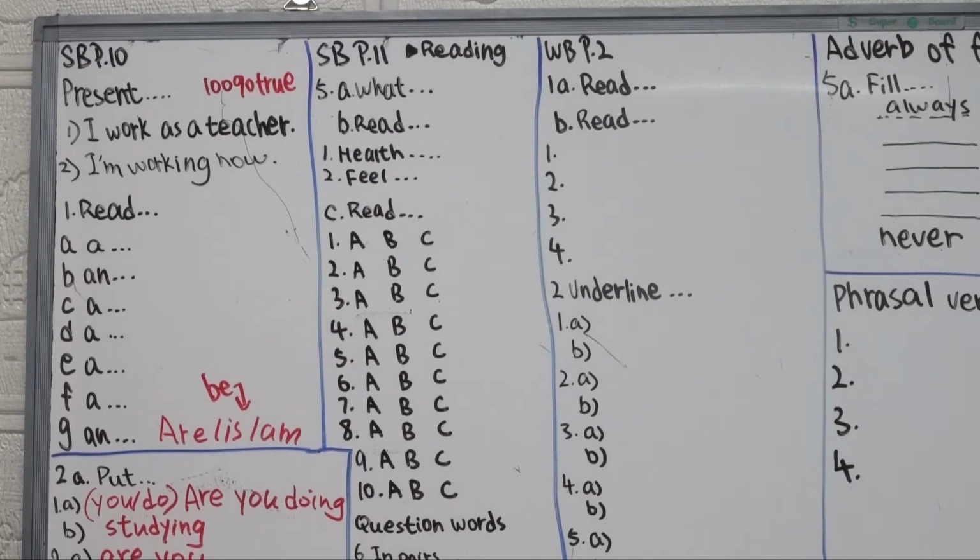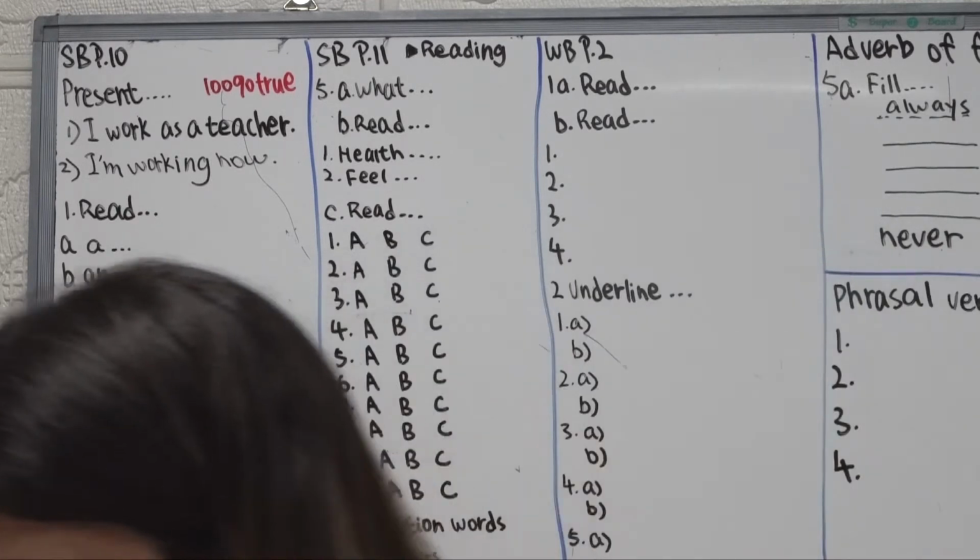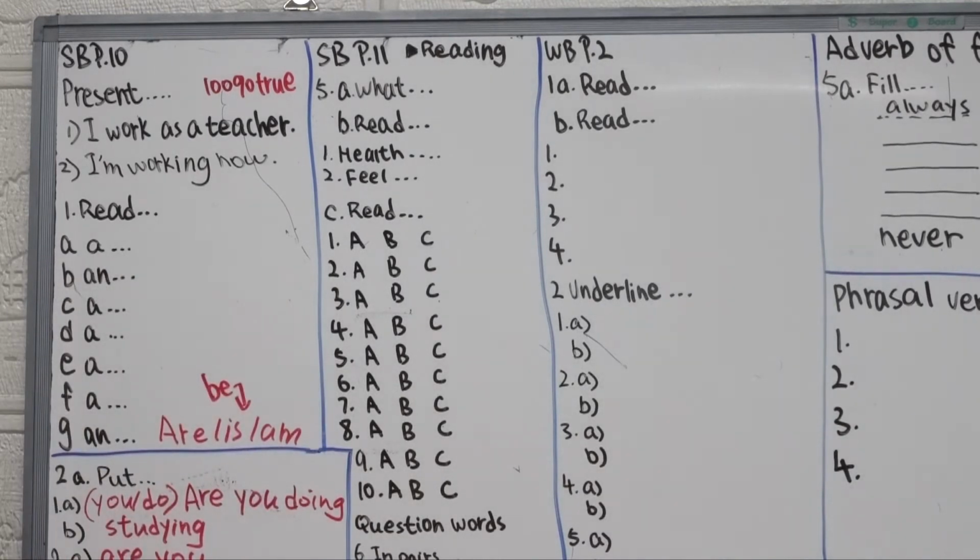C, read and choose the correct word from each pair, 1 to 10. Compare your answers with your partners. Listen and check. So everybody, please do this part. Listening. Let's go. Exercise 5C, page 11.